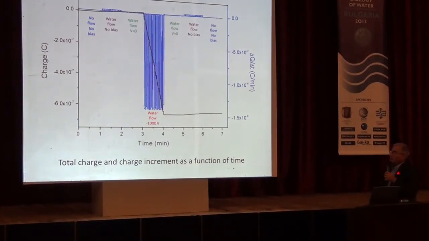And that's what we obtain. Charge as a function of time: no flow, no bias, no charge. Water flows with no bias, small noise, that I will talk about later. When it is grounded, no charge. When we apply 1000 volts negative, then each drop brings charge to the Faraday cup. You can see the steps here until it gets here. And then we go back and charge is kept within the Faraday cup.